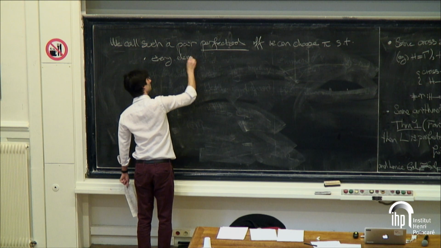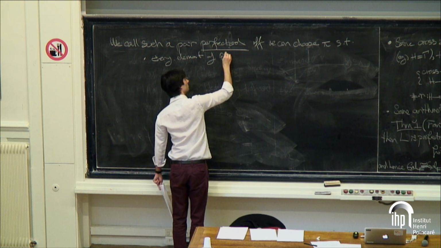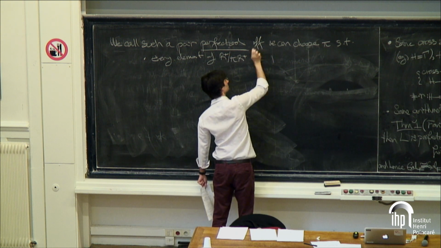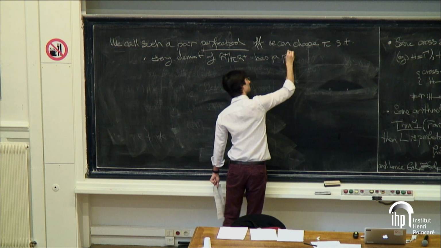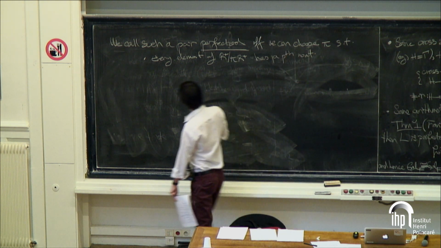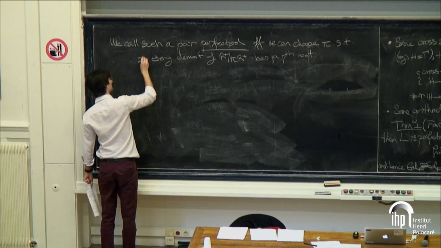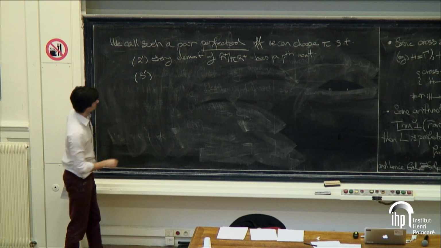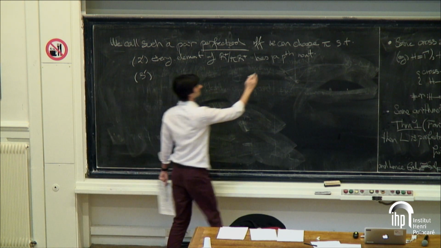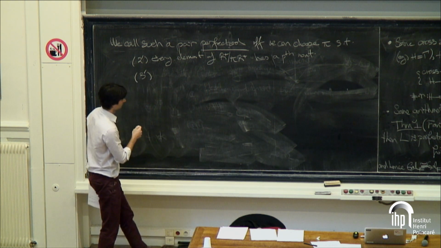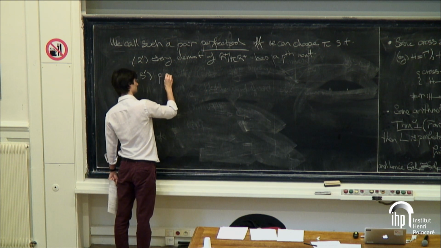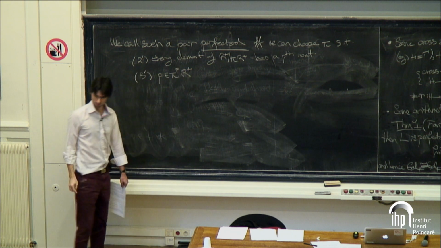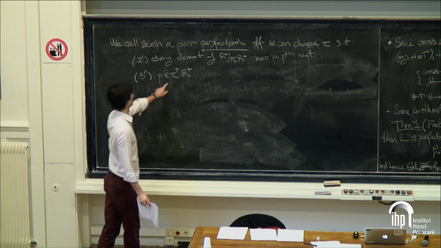I ask that every element of R plus mod pi R plus has a pth root. And then that's the analog of 2 in the definition of a perfectoid field, and the analog of 3 in the definition of a perfectoid field. This was non-discreteness of the value group. I arrange this by insisting that p is divisible by pi to the p. So I wouldn't, for example, be allowed to take pi equals p.